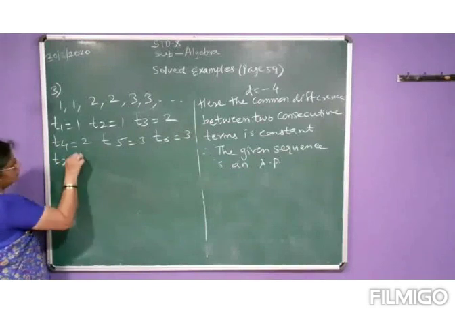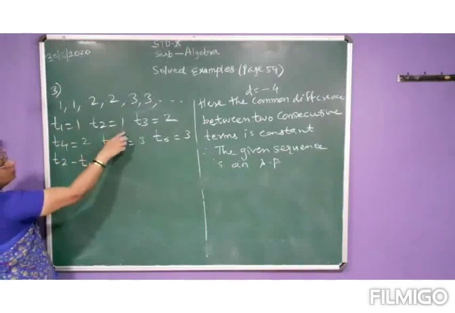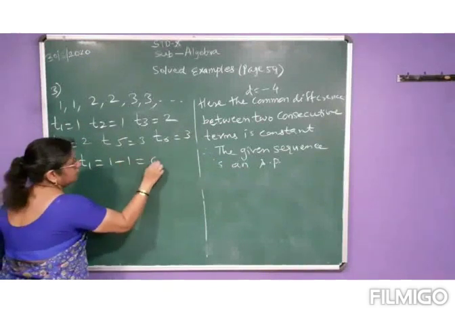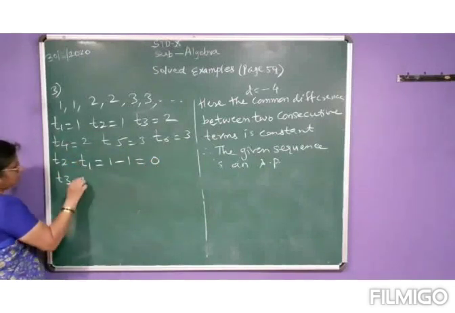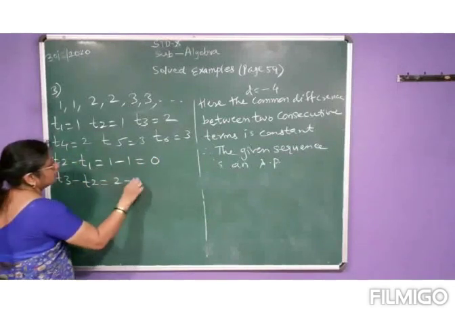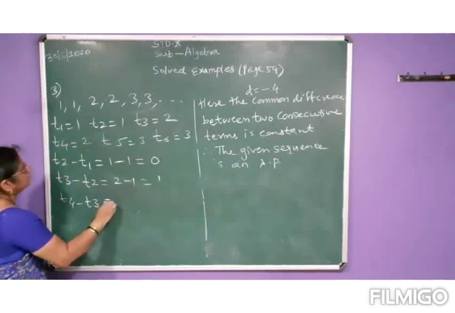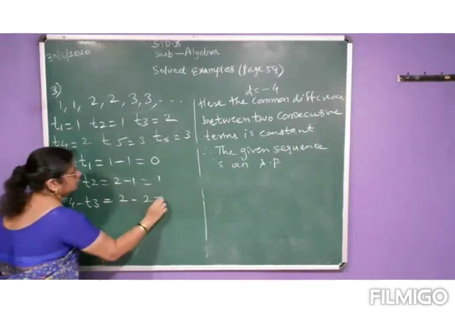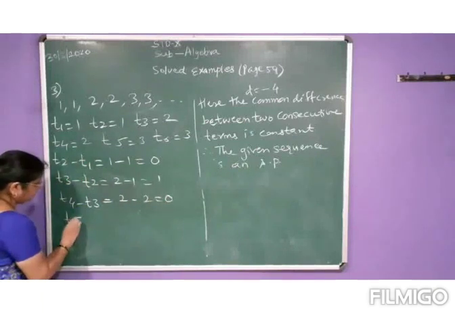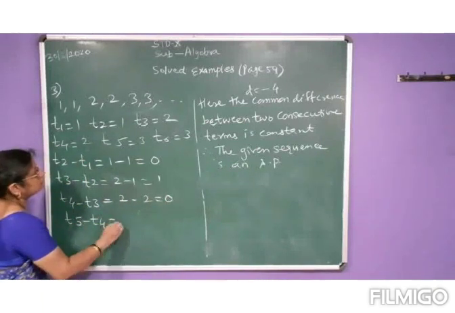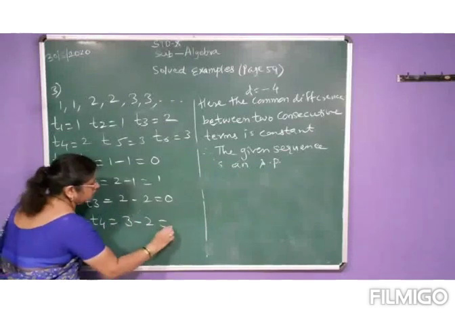Now we will find out T2 minus T1. Now 1 minus 1, that is 0. Then we will find out T3 minus T2. 2 minus 1, so 1. Then T4 minus T3. 2 minus 2, 0. Then T5 minus T4. 3 minus 2, 1.